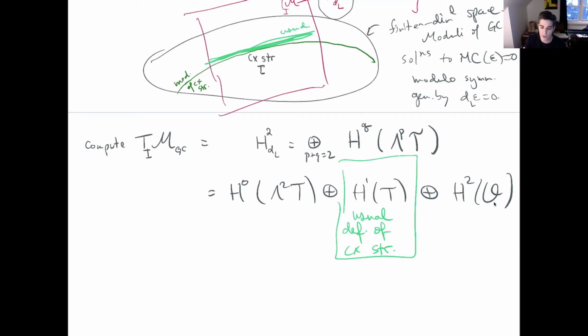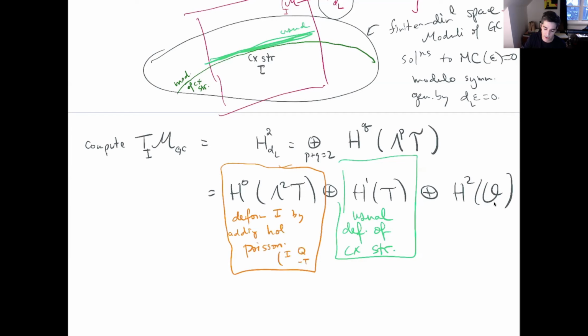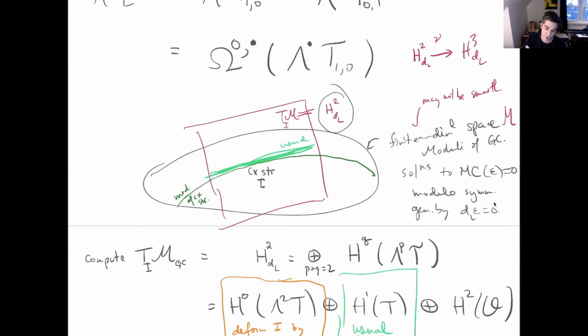Okay, but then there's this stuff here, which deforms the complex structure by adding a holomorphic Poisson structure. We studied this. So it becomes I Q minus I star, right? And we know that generalized complex structures can be deformed in the Poisson locus.